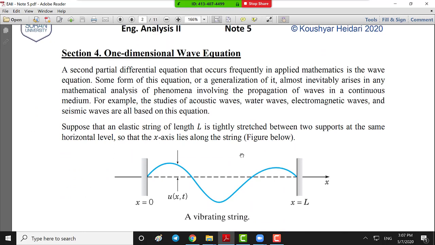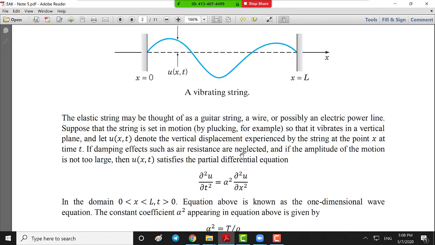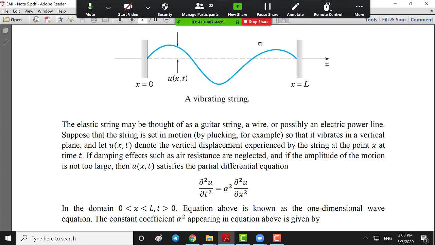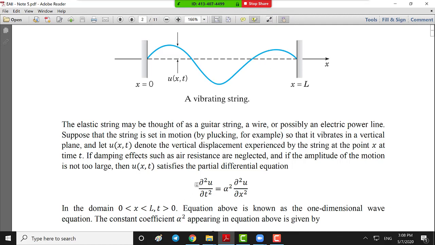Now, section 4 of your notes is one-dimensional wave equations. Now, the PDE for the wave equations is a PDE like this: rho squared u over rho t squared is equal to alpha squared rho squared u over rho x squared. You remember that in the 1D heat equations, on the left-hand side of the equation, we had rho u over rho t. Now here we have rho squared u over rho t squared.